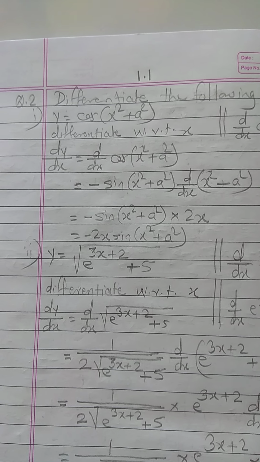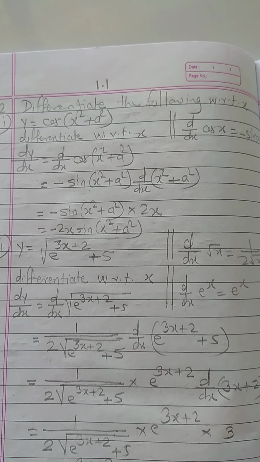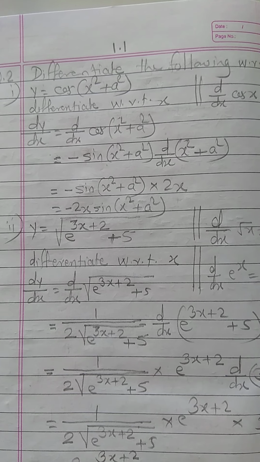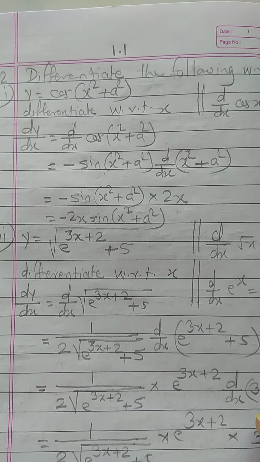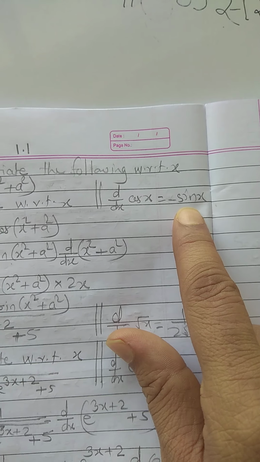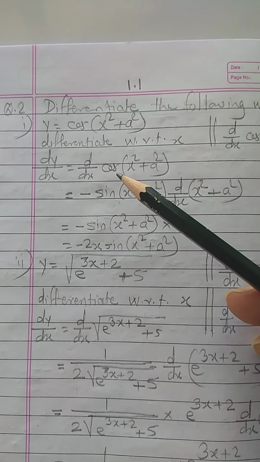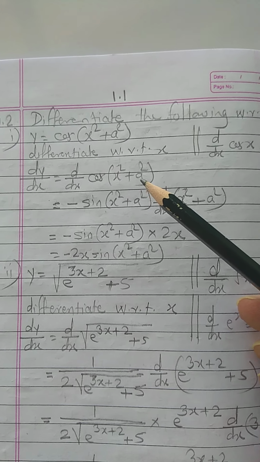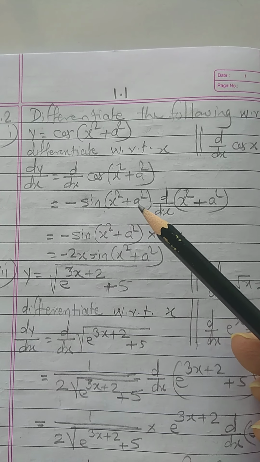Exercise 1.1, question number 2. Differentiate the following with respect to x. Y equal to cos of x square plus a square. We know that derivative of cos of x is equal to minus sin x. So, derivative of cos of x square plus a square will be minus of sin of x square plus a square.